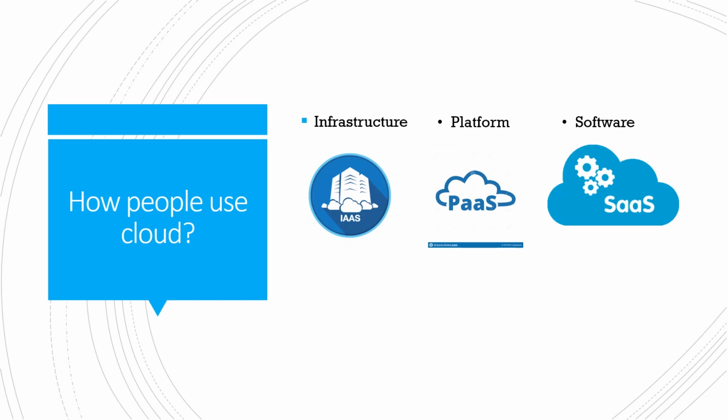Good. So we will look at the branches and the umbrellas under cloud computing. So we have infrastructure as a service, platform as a service, and software as a service. So what is infrastructure as a service?